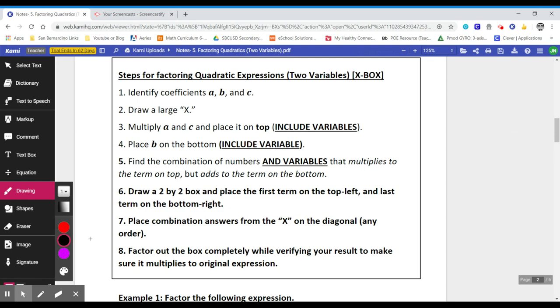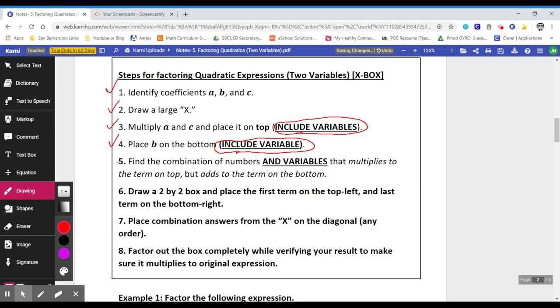So step one, first you need to identify coefficients A, B, and C. We've done that before. Draw a big X. We've done that before. Multiply AC, put it on top. We've done that before as well, but in this case, you're going to have to include the variables as well. So that's why I highlighted include variables nice and big. Step four says place B on the bottom. In this case, we're also going to have to include the variables if there are any variables there.